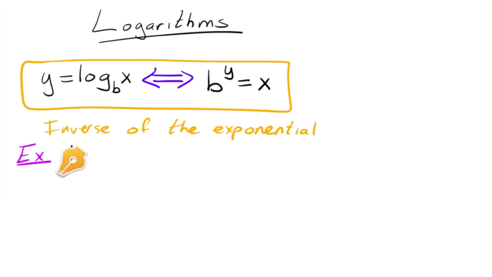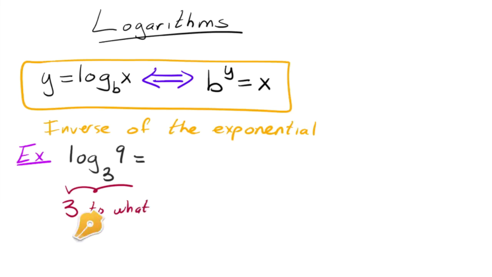Let's say I have log base 3 of 9. What this says is, it's asking you a question. It's saying, okay, 3, which is the base right there, to what power, 3 raised to what power equals this number right here, 9? So 3 raised to what power equals 9? Well, that's 2, right?